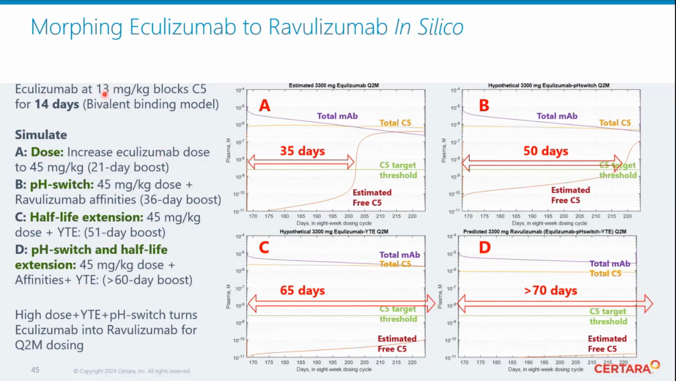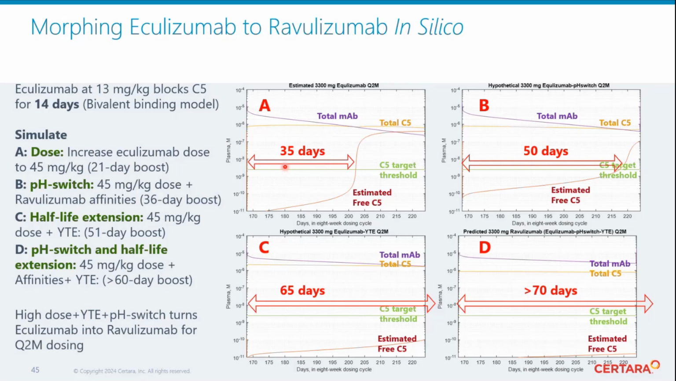So eculizumab at 13 mg per kg blocks C5 for 14 days. So that's this arrow here, and the blue line, red line here is the C5 concentration. As soon as C5 creeps back through the barrier, yeah, we need to give it another dose. That's the message here. Just by increasing the dose from 13 mg per kg to 45 mg per kg, we could have extended the dosing interval from 14 days to 35 days, just brute force. Take a larger syringe, pump more drug in, and yeah, you have done half your job.